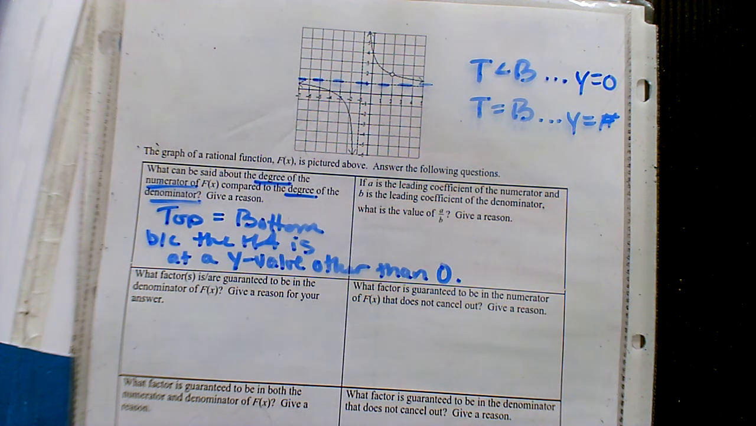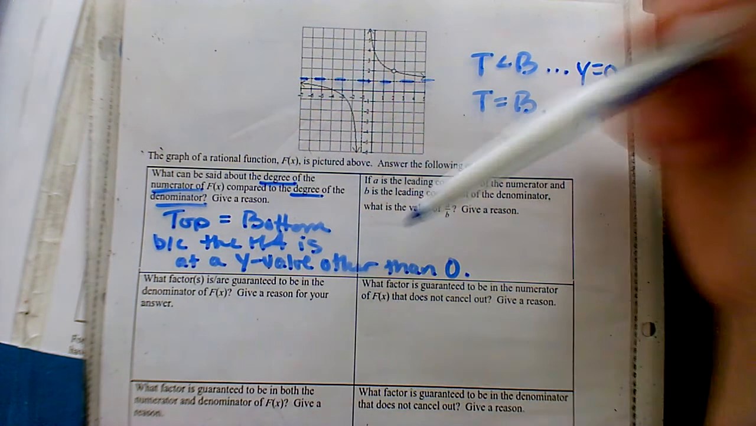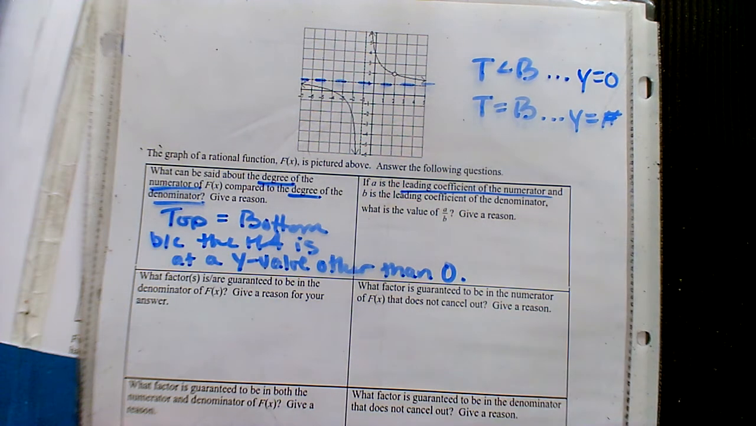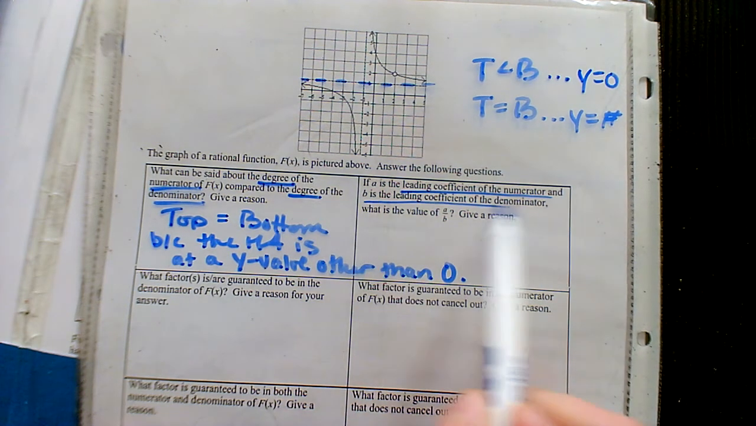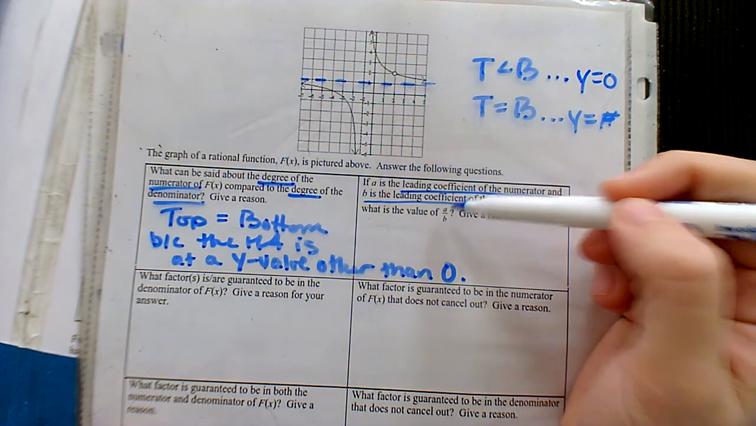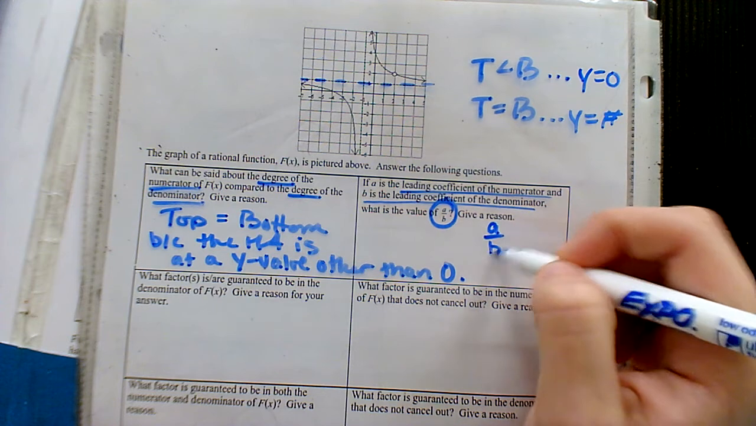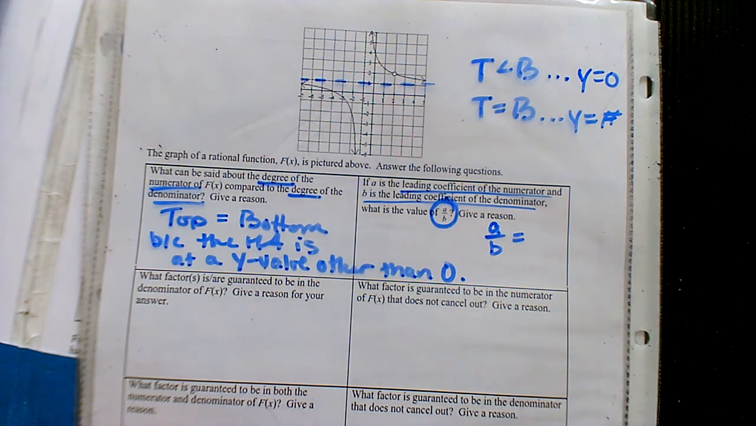Okay, so we don't know if the top and the bottom degrees are 3 or 2 or 5. We just know they're the same. We don't really know what the number actually is, though. What about the one to the right? Kind of a related question. If A is the leading coefficient of the top and B is the leading coefficient of the bottom, what do we know about their division? If we were to divide the leading coefficients, do we know what number we'd get?